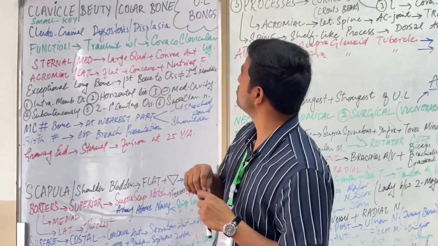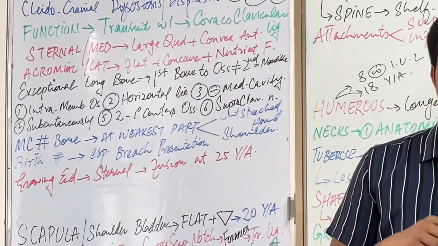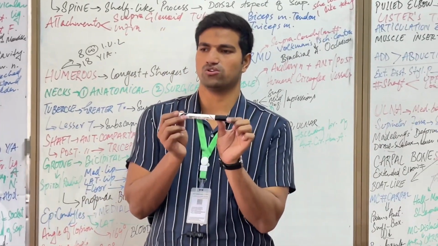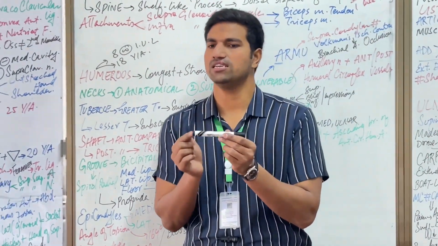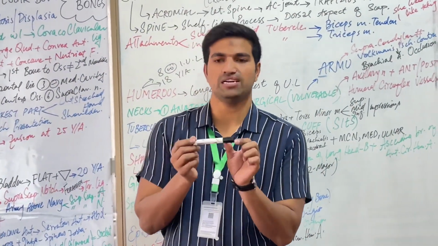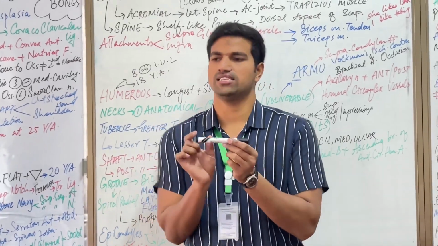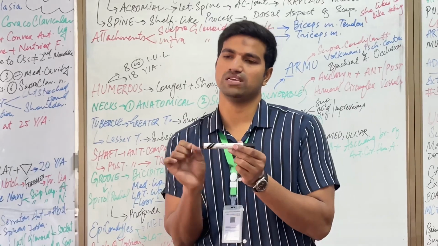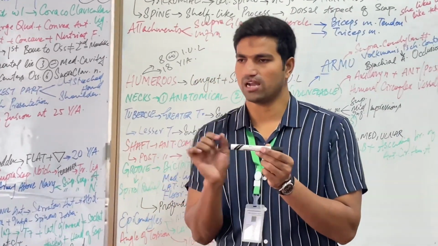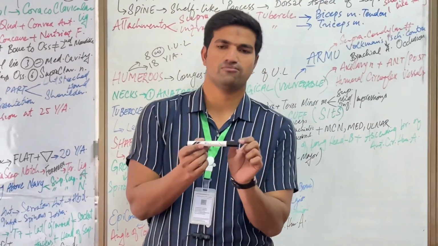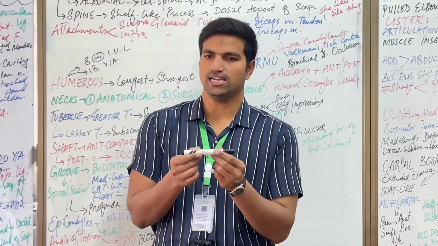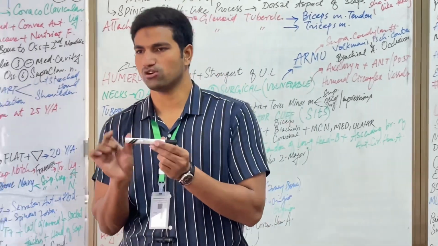Then we have talked about the two ends. Suppose this is the sternum. This is the sternal head, or you can say medial end, and this one is the lateral end. Sorry, this is the medial end or sternal end, and this is the lateral end or acromial end. Why acromial? Because it makes a joint with the acromial process, the acromioclavicular joint. And why sternal? Because it attaches with the sternum. So medial end or sternal end, lateral end or acromial end.